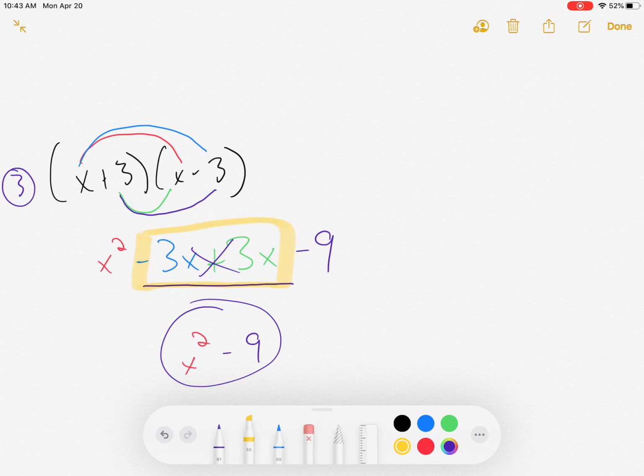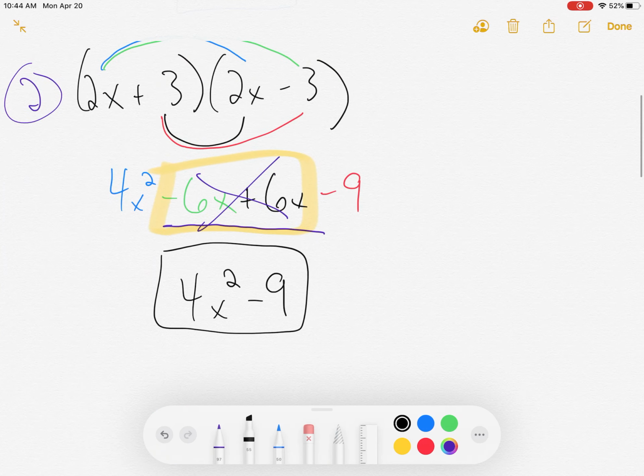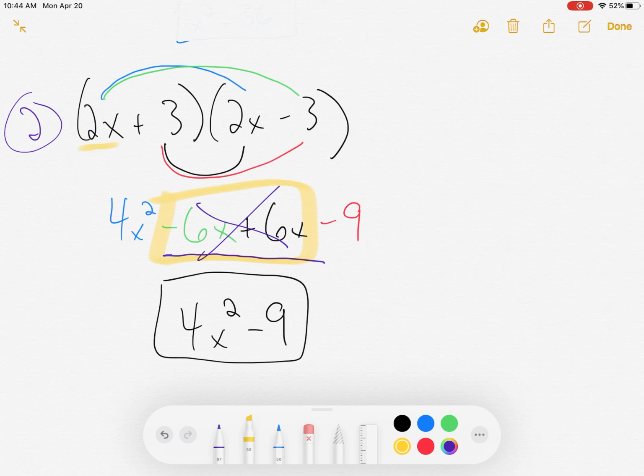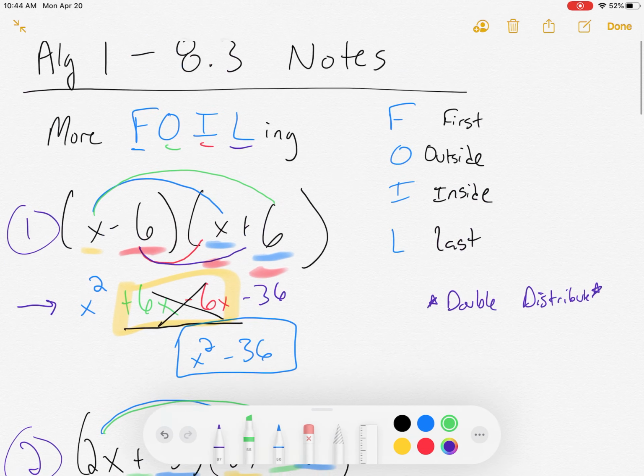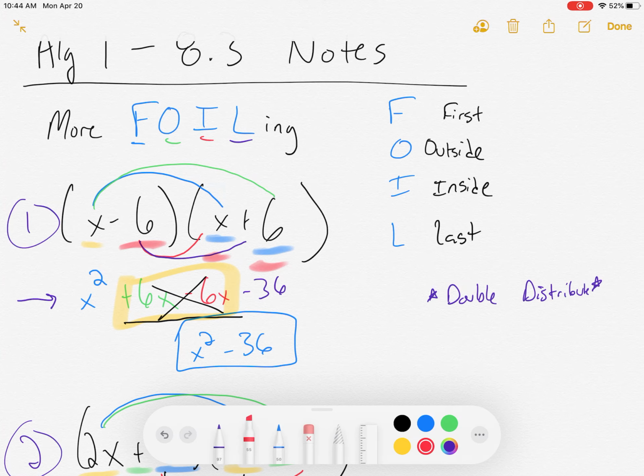It was minus something, then plus something. Now, whenever you have the same number and different signs, so in this one we had x, 3, 3, the numbers were the same, but the signs changed, plus, minus. In number 2, we had 2x, 2x. We had 3, 3. The only thing that changed was plus and minus.